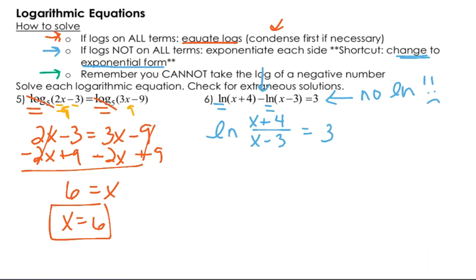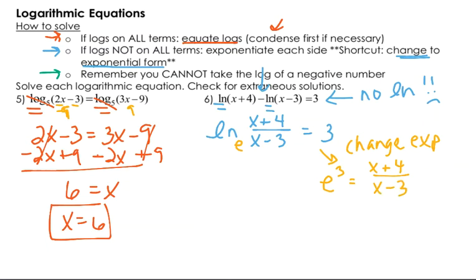Now that I only have one natural log, you have a choice here as to what to do. You could change it to exponential form. So what I would do there, you have to remember that there is a base of e. So I would start with e to the third power is equal to x plus 4 over x minus 3.